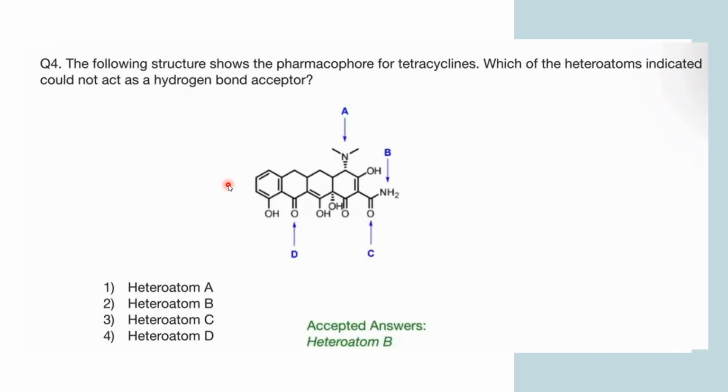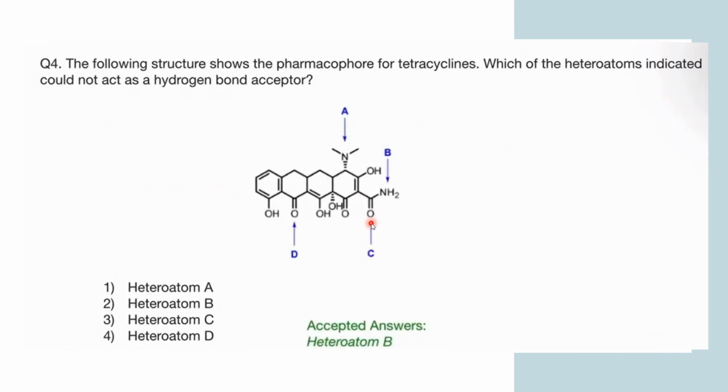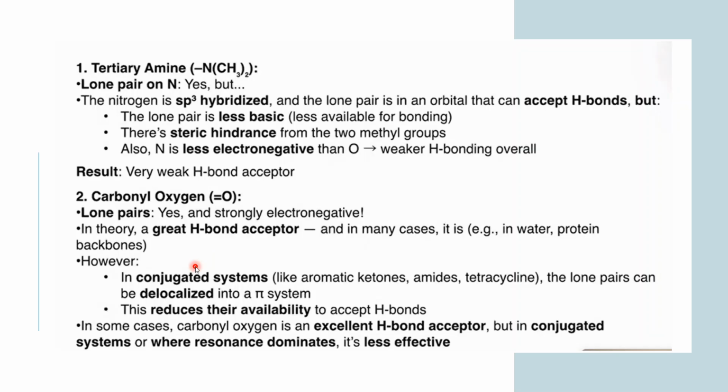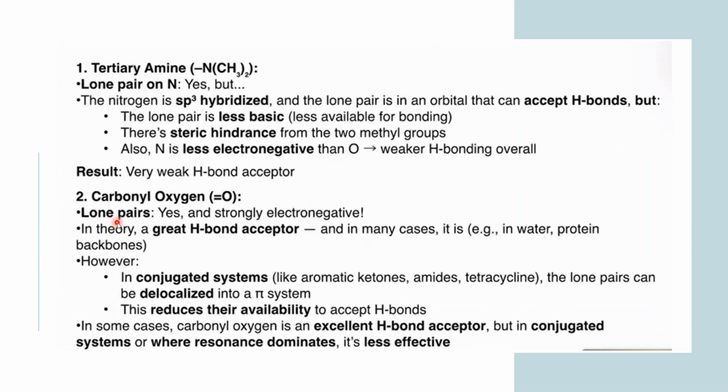And when you are talking about the oxygen, that is this carbonyl, if I take this carbonyl oxygen, what will happen now? First of all, see, it also has lone pairs of electrons, and it is strongly electronegative as well. In theory, it is a great hydrogen bond acceptor, with water, protein backbones. However, in a conjugated system, the lone pairs can be delocalized into the pi system.